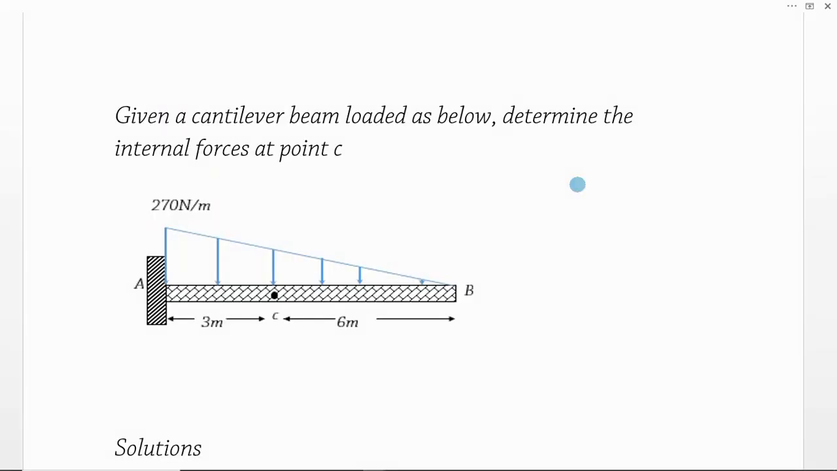In this video, we are given a cantilever beam that is having a varying distributed load, and the guiding question says, given a cantilever beam loaded as below, determine the internal forces at point C. So we are required to determine the internal forces, that is the bending moment, shear force, plus normal force at point C. So we need the bending moment, we need the shear force, and we need the normal force.